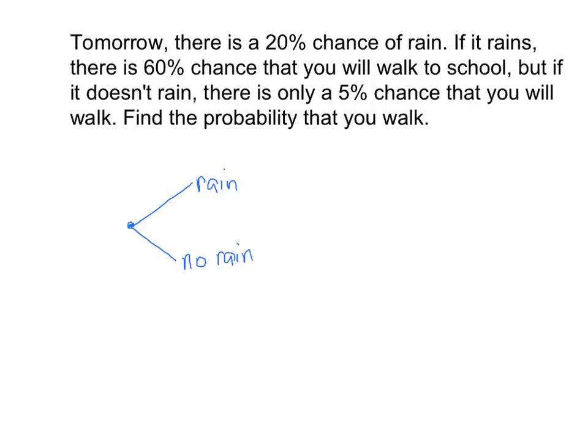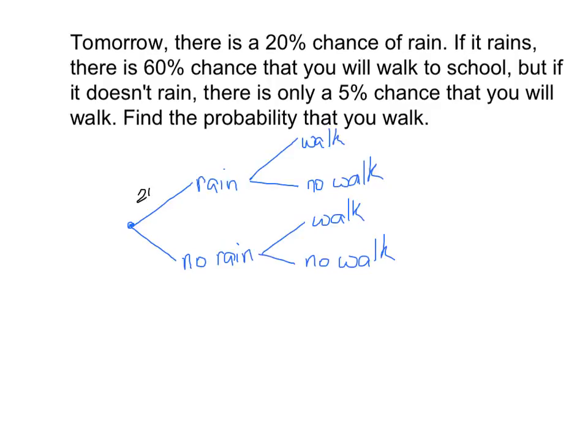Now, if there is rain, what could then happen? Well, if there's rain, perhaps you might walk. Or maybe you won't walk. Let's call that no walk. If there's no rain, same. Maybe you'll walk. Maybe you won't. So now we're looking at all our possibilities. So now, since there is a 20% chance of rain, we would put our 20% here on our tree.